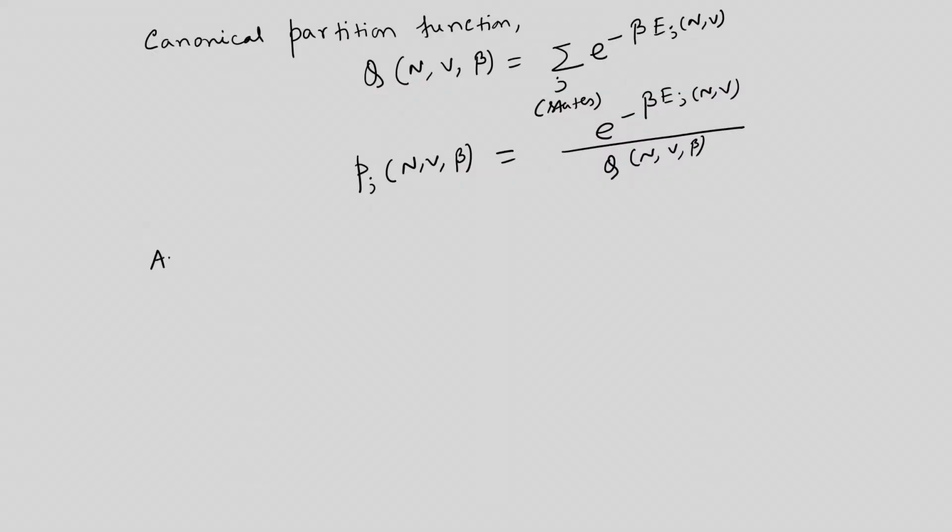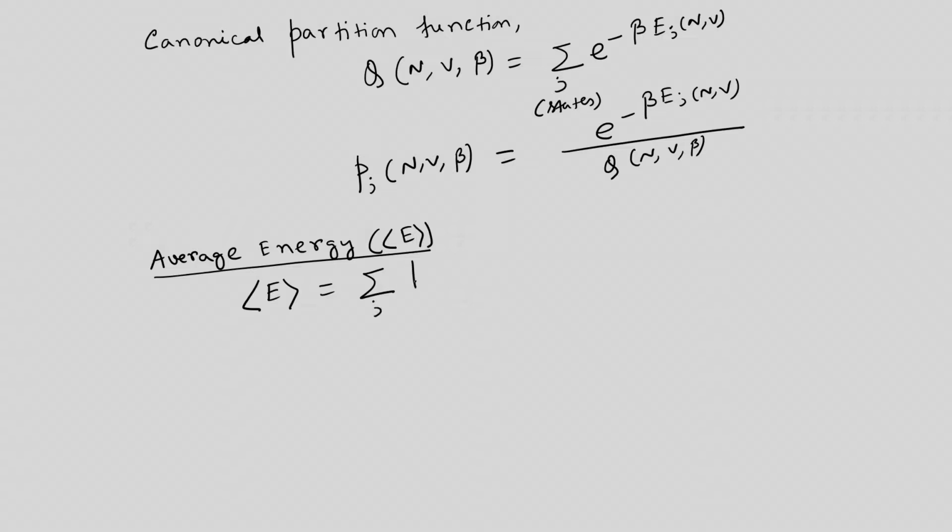average energy, and we define average energy by this. Okay. So, what is the average energy? Average energy E is sum over j Pj, which is a function of N, V, beta, times Ej, which is a function of N and V.